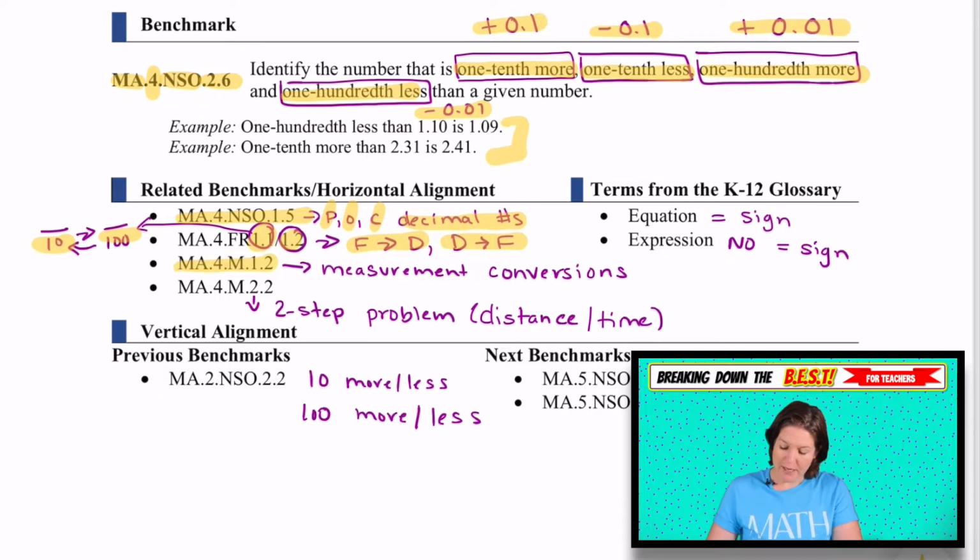In 4.M.1.2, we are working with measurement conversions. And 4.M.2.2 is erasing before my very eyes. Is two-step problems using distance and time. I really think that the first 2-3 standards are the ones that really connect with this one right here. Some terms: making sure that you understand that an equation means that there is an equal sign present, and that an expression means that you might have numbers and symbols, but you do not see an equal sign present.